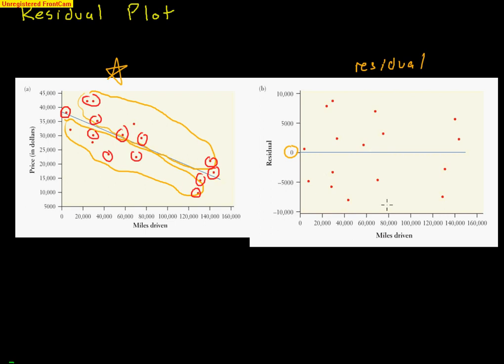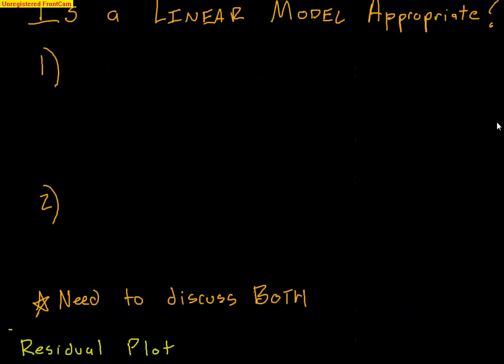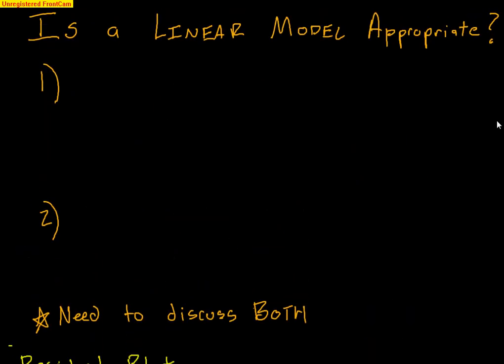You should see positive and negative. You should see some small residuals near 0, like this guy, this guy, this guy, and this guy. You should see some medium residuals like here and here and here. And you should see some large residuals like these guys. So a residual plot shows nothing. It shows scatter. So this brings us to what is an appropriate linear model.